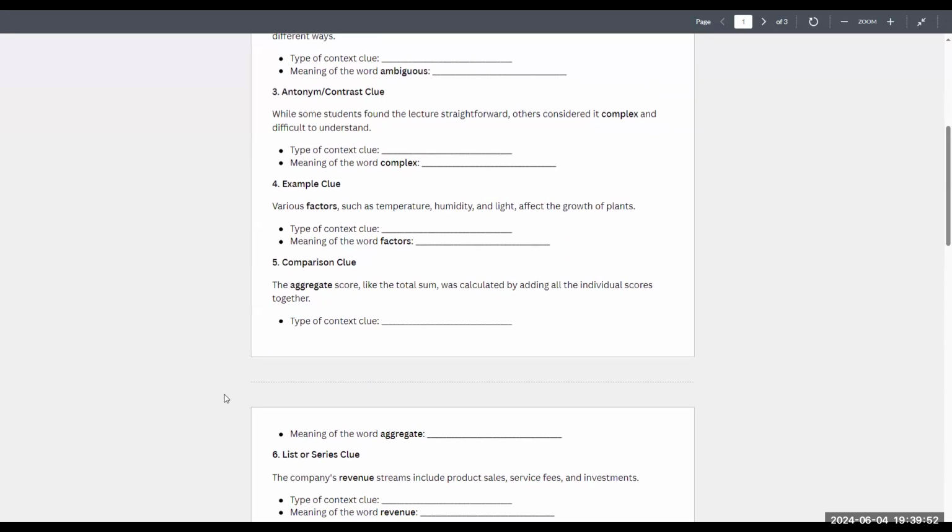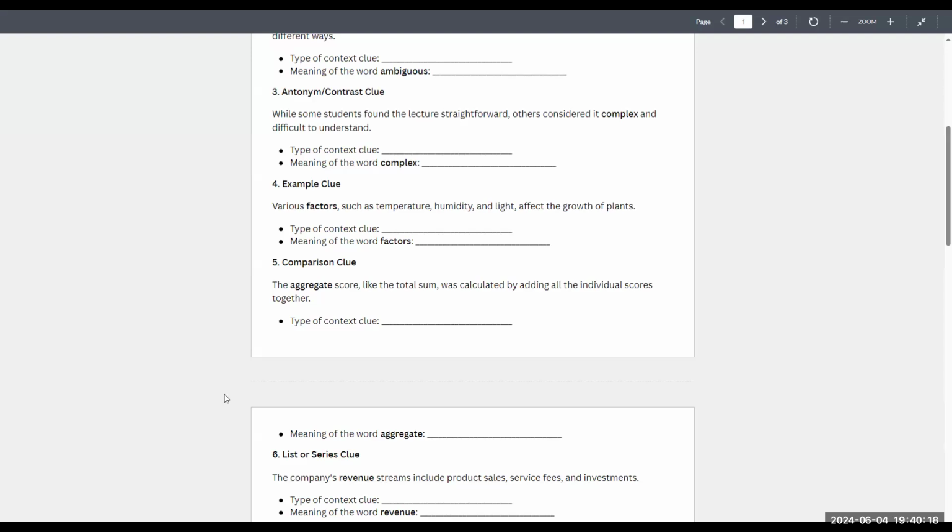So now number 5, we have the aggregated score, like the total sum, was calculated by adding all the individual scores together. What do you think aggregated means? The average or percentage. Yeah, kind of like the average. What does it say?